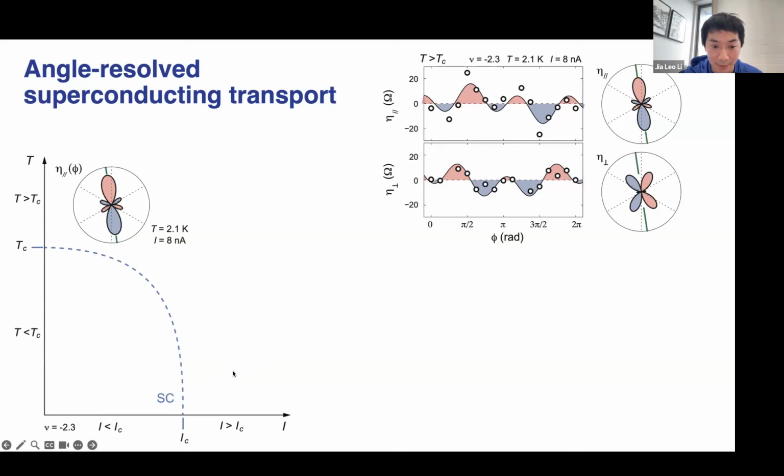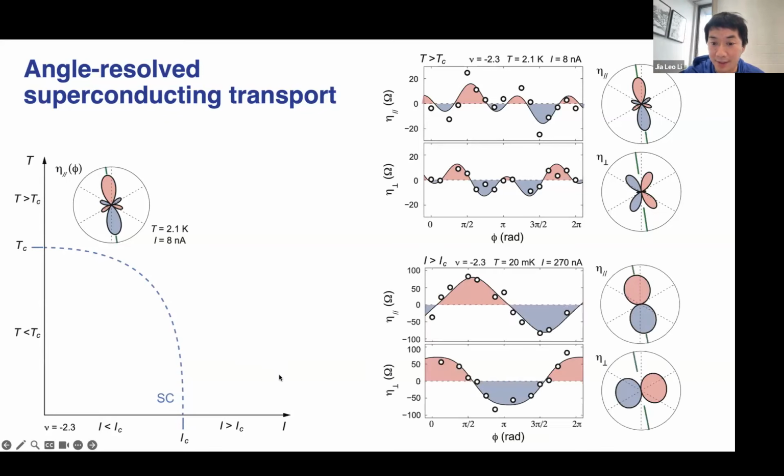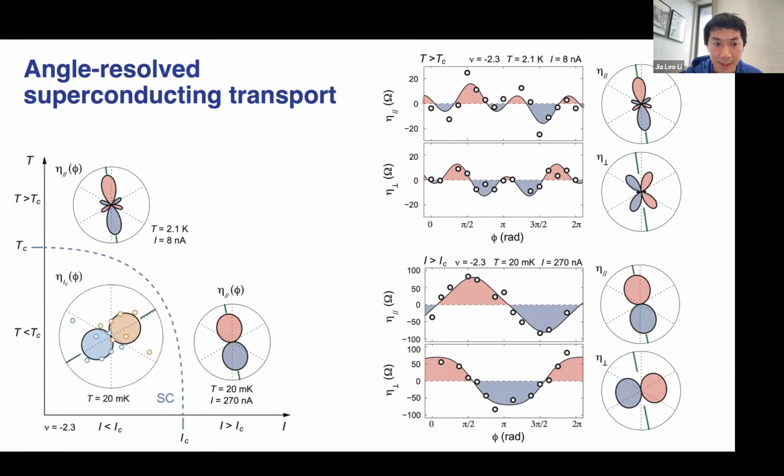And at low temperature but large current, we also suppress superconductivity, right? The angular dependence of nonreciprocity looks like this. It confirms the same mirror axis rotation, right? The mirror axis orientation is the same, but the detail of the angular function is slightly different. And in the superconducting phase, we only have longitudinal response, right?